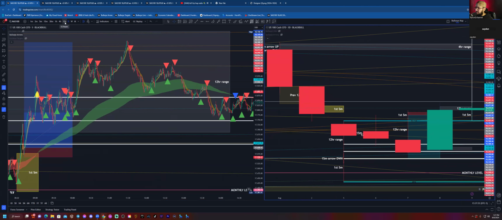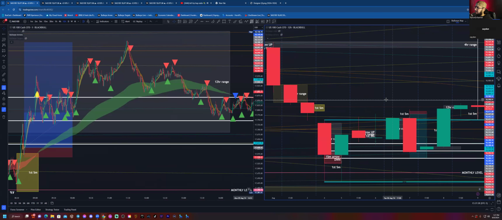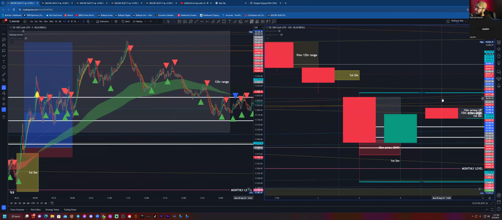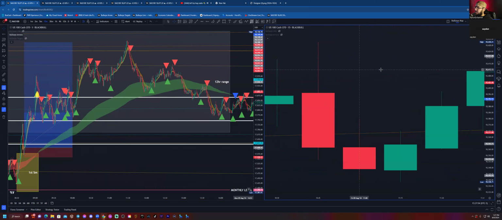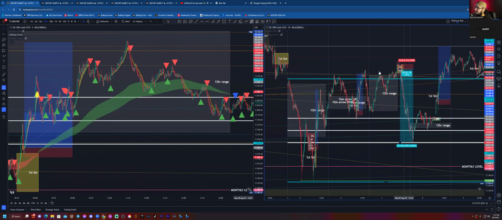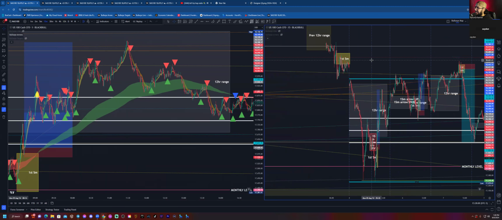Then 12-hour range, we do the same thing every day. We got the daily high and low, and then we mark up the body of the 12-hour range, which is this right here. Okay? And we go to 15-minute. What are we looking for? On Tuesday, we're looking to see what color the cloud is.